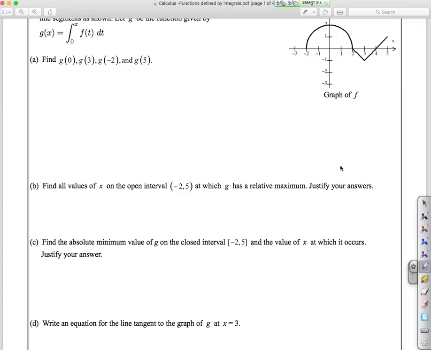Next one says, write an equation for the line tangent to the graph of g at x equals 3. We should be pros at that.